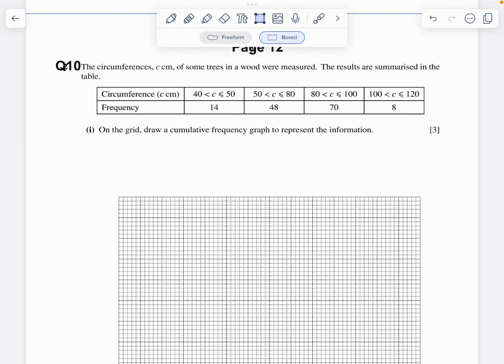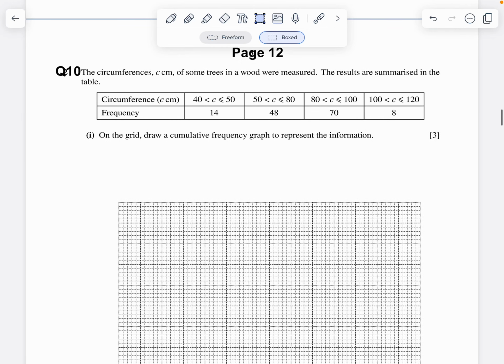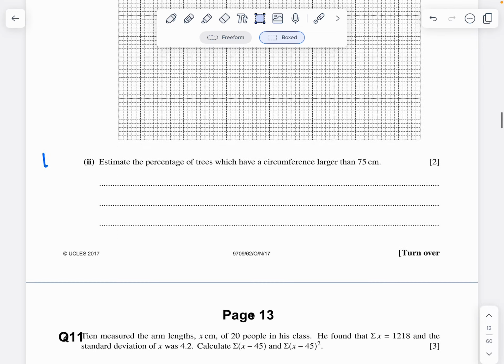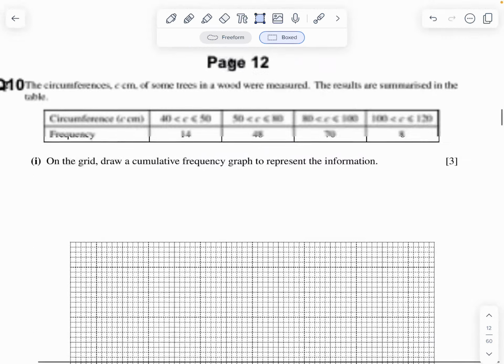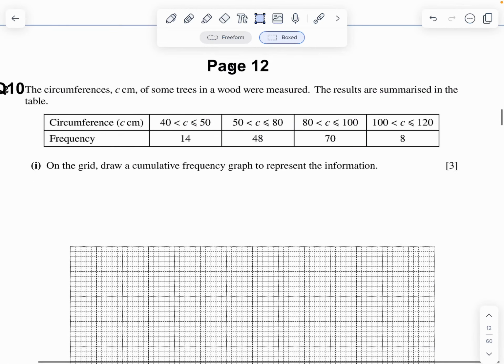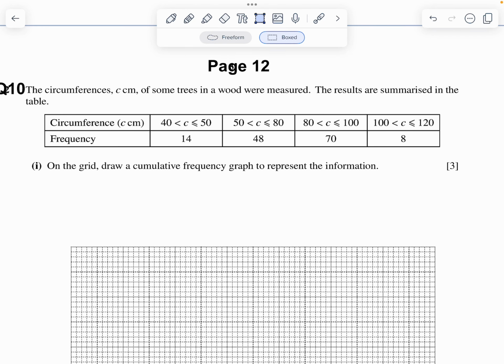So welcome, this is part 3 of the video for representation of data, past paper questions for S1. The next question is from October-November 2017, question paper 62. He's been asked, the circumference is given, and draw the cumulative frequency graph.